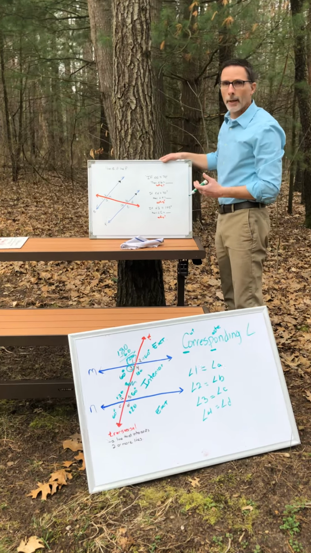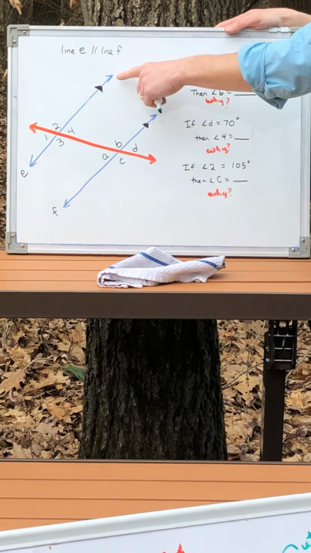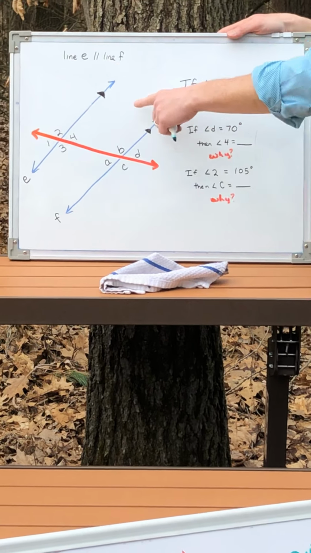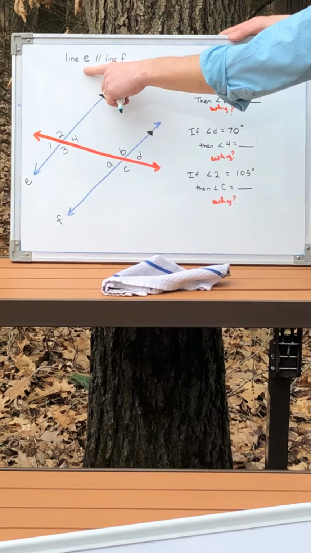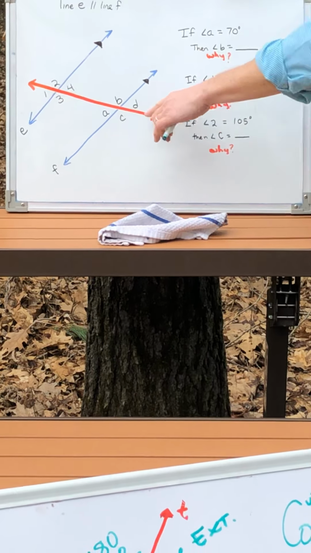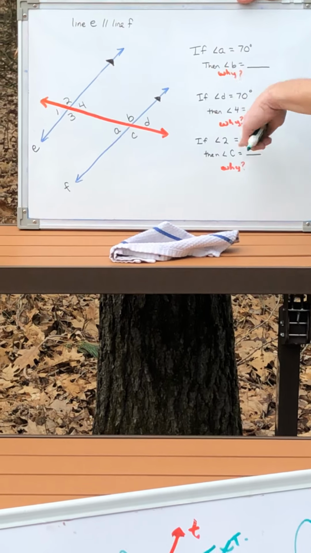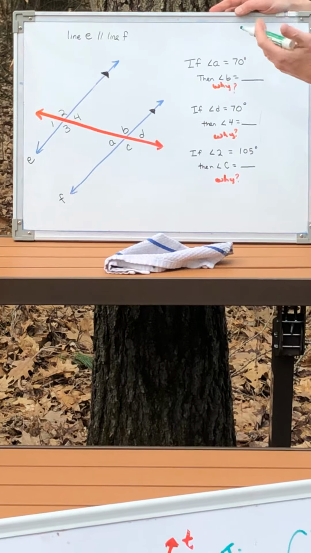There's a couple ways they can tell you lines are parallel to each other. Most of the time you're going to see these little arrows on the lines. That means this blue line is parallel to that blue line. Sometimes they tell you in the directions. Line E is parallel to line F. There's line E, line F. The red lines are transversal. They're going to give you an angle measure and ask you to find other angles.